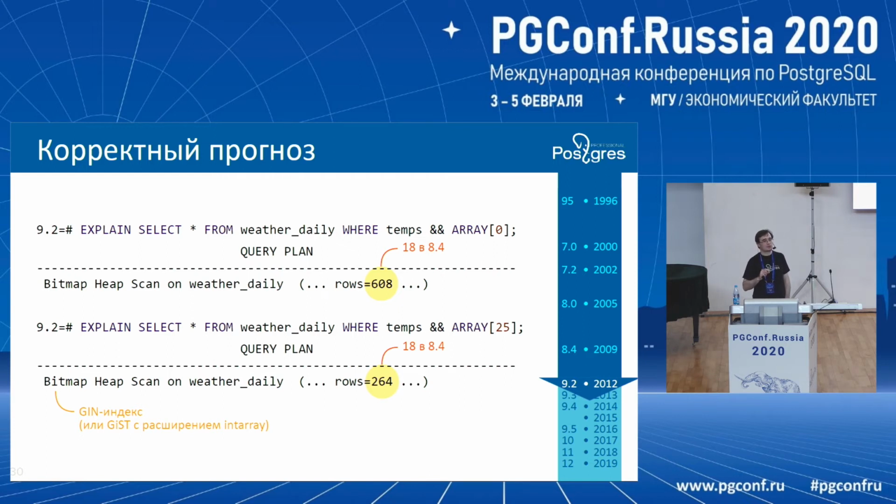The table contains one line for each day that we measure, and within this line we have an array of 8 digits which represent the temperature that we have observed this day. And we can make a search query like: find a day where we had 0 degrees. Version 8.4 just gives you the same value for any temperature, and version 9.2, using the statistics, can already show you fairly correct values.